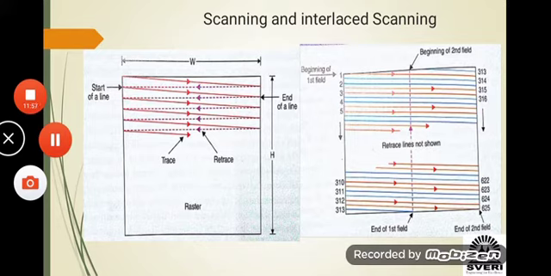Then, to complete the entire raster or entire frame, in which we cover 625 lines, in 1 second we complete 25 such frames. So 25 frames will be scanned, and the data is completely read from 25 different frames in 1 second.